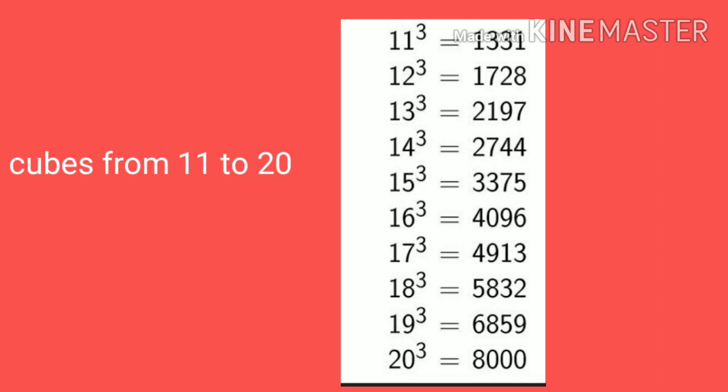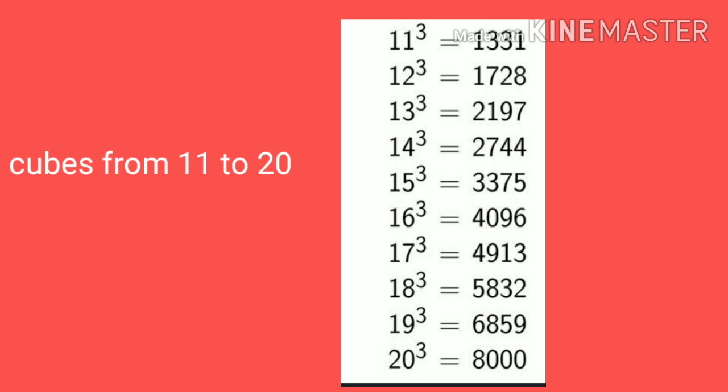11 cube equal to 1331, 12 cube equal to 1728, 13 cube equal to 2197, 14 cube equal to 2744, 15 cube equal to 3375, 16 cube equal to 4096, 17 cube equal to 4913, 18 cube equal to 5832, 19 cube equal to 6859 and 20 cube equal to 8000.